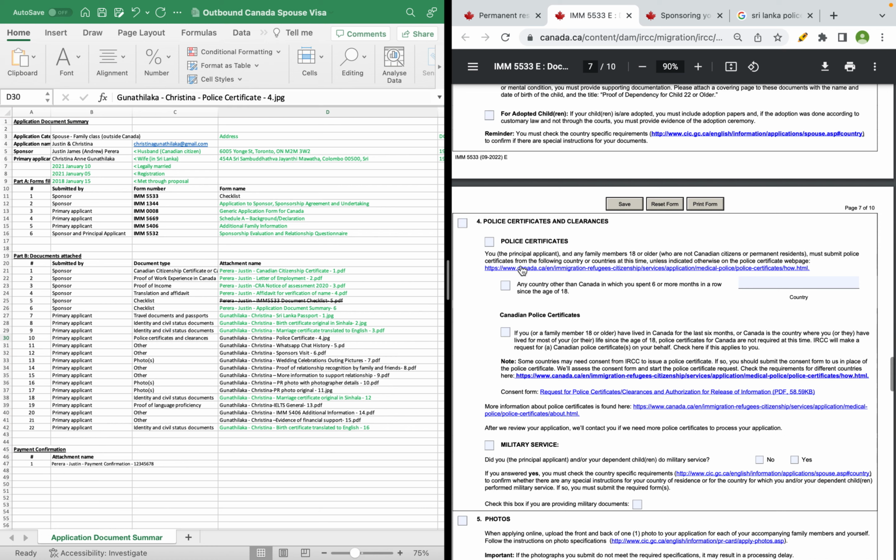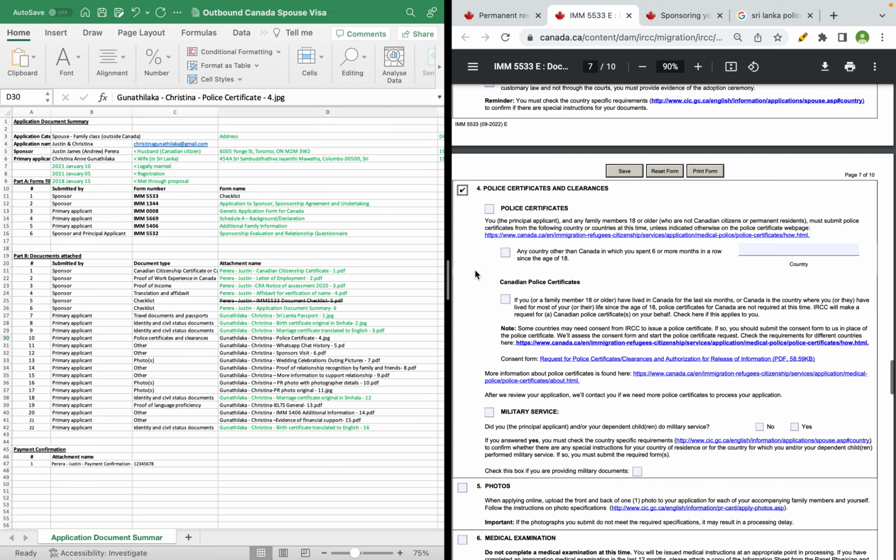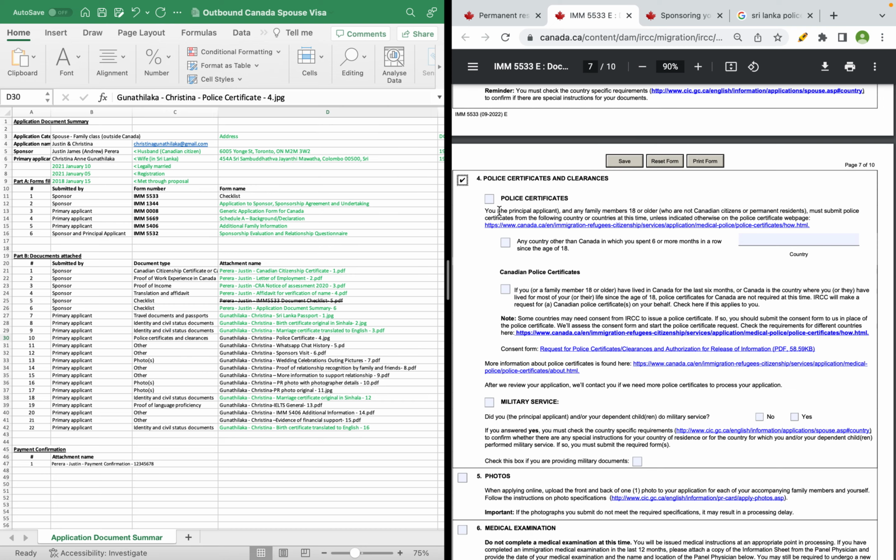Okay, now we are moving on to police certificate and clearances. This is relevant. So let's see, police certificate. If you, the principal applicant, who is of course the primary applicant, and the family member 18 years or older, who are not Canadian citizens or permanent residents, must submit police clearance from the following country or countries at the time, unless indicated otherwise on the police certificate website. I need to provide a police certificate. Probably this link would say.